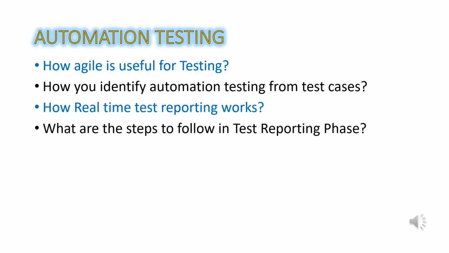The second one is how you identify automation testing from test cases. So whenever we are writing test cases, we do manual testing of all those test cases. But in some conditions, we need special tools for testing those special conditions. So based on different inputs, at that stage we can identify that automation test code is needed for this place, and then we can go for Selenium or Cypress based on the requirements.